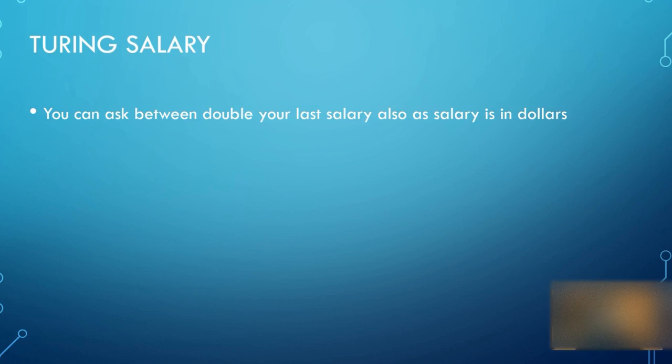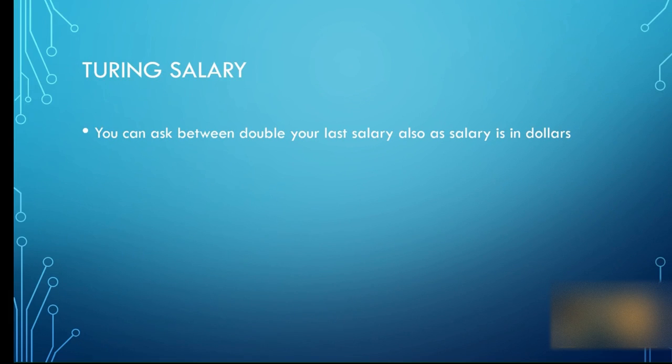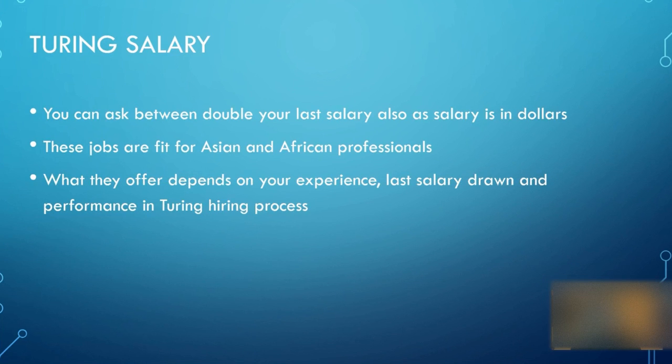And talking about Turing salary, you can ask for up to double your last salary. The salary is in dollars, so you can ask for a good salary, because most companies are from the USA, Silicon Valley only. These jobs are a fit for Asian and African professionals, and European ones; for American citizens, it is not a very good job. What they offer depends on your experience, last salary drawn, and performance in the Turing hiring process. If you accept their offer, you are in. Thank you, and have a nice day.